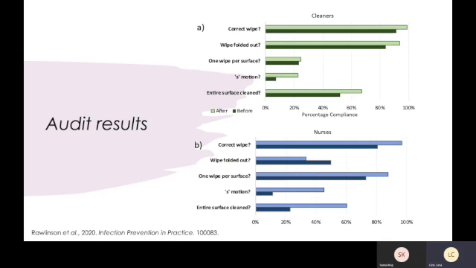Then for the wipe being completely folded out, this was about 50% adherence before the training, and actually dropped a bit after training, possibly because they were concentrating on other things like using one wipe, or using the correct wipe, or making sure they do the S-shaped motion and getting the entire surface cleaned. So that was interesting, that one got worse after training. And then you can see the S motion and cleaning the entire surface improved quite dramatically within the nurses after training. Still not ideal, but better.